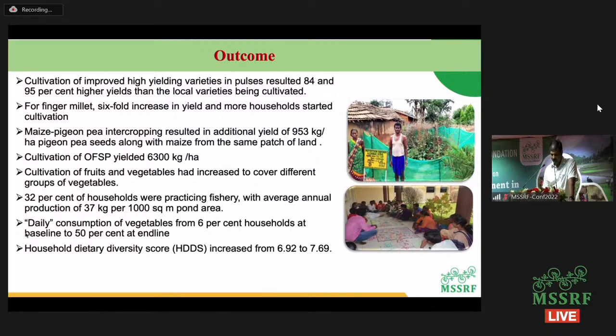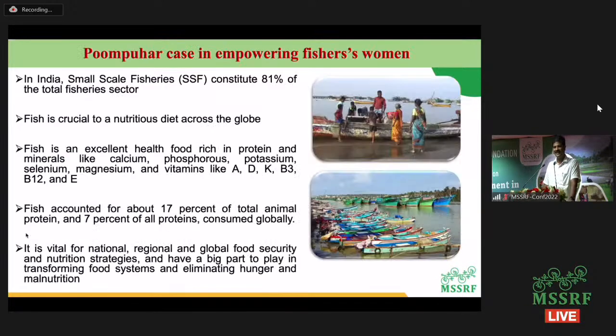And the third case is value addition in fisheries. And as I said, that Velvili already set the tone. Yeah. 2 minutes is fine, man.